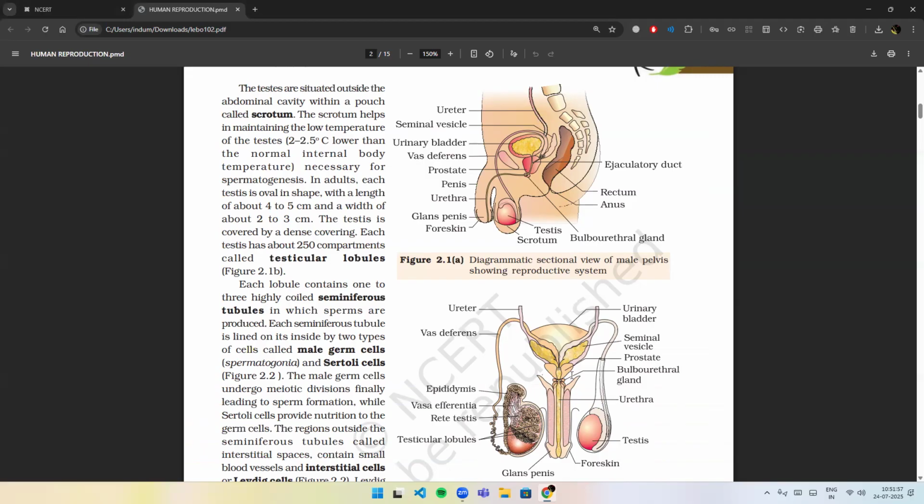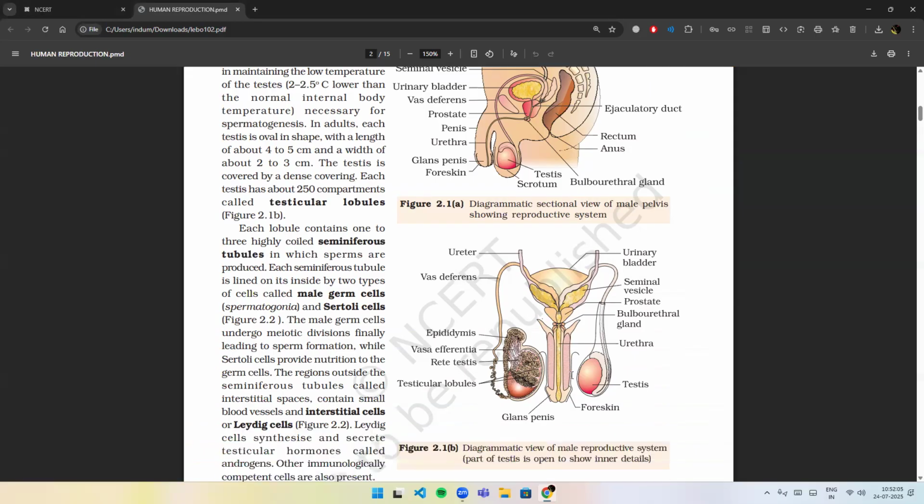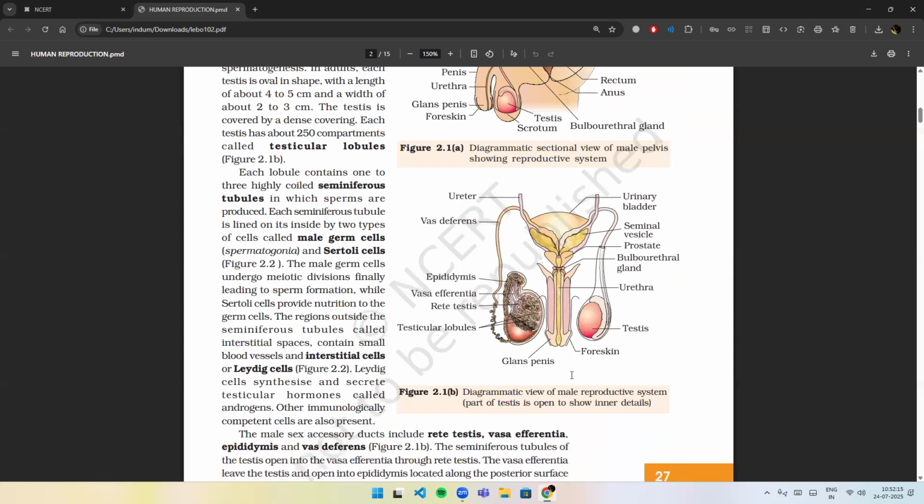In adults, each testis is oval in shape with a length of about 4 to 5 centimeter and a width of about 2 to 3 centimeter. The testis is covered by a dense covering. Each testis has about 250 compartments called testicular lobules. Each lobule contains 1 to 3 highly coiled seminiferous tubules in which sperms are produced.